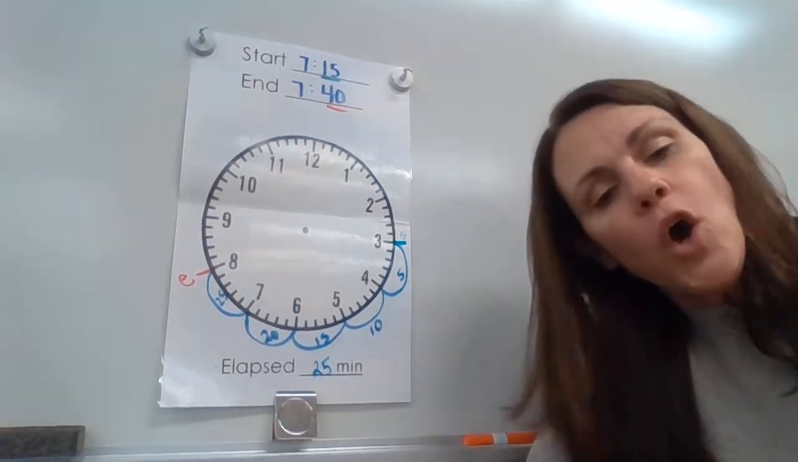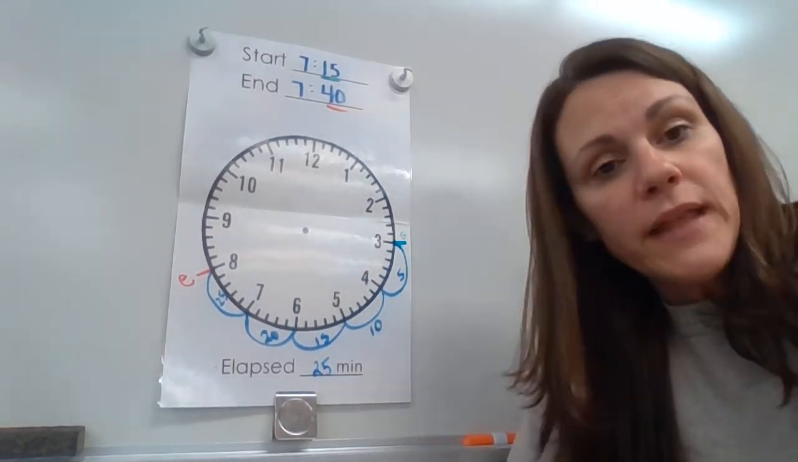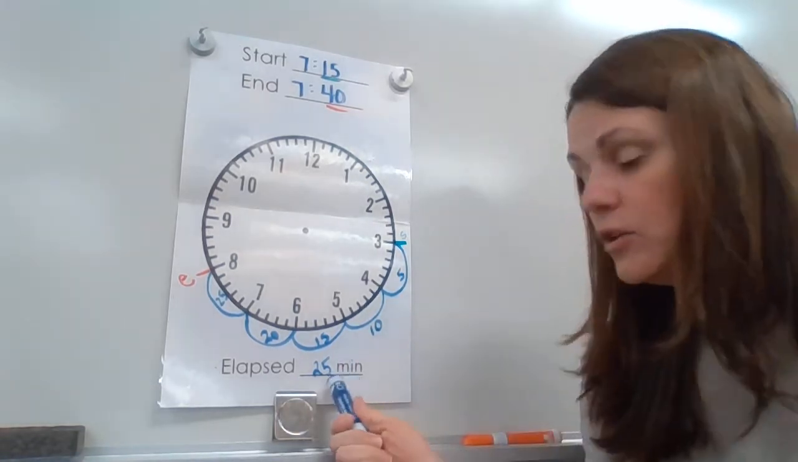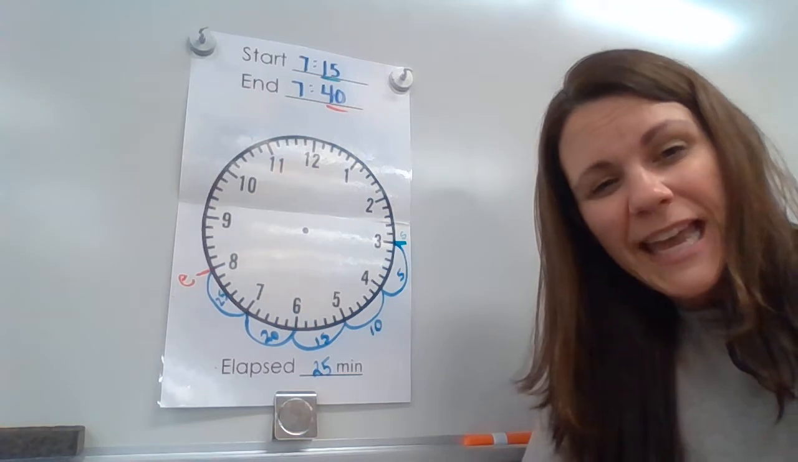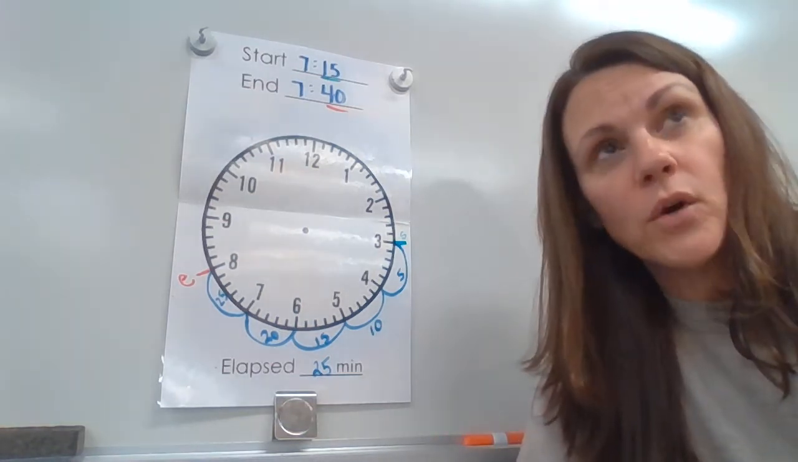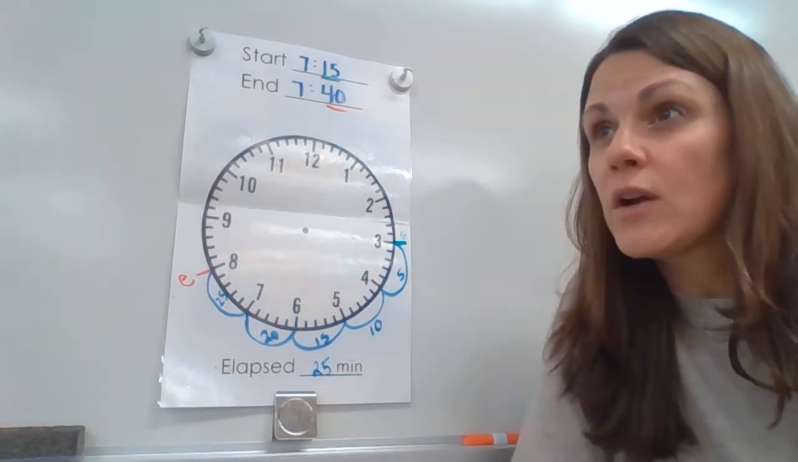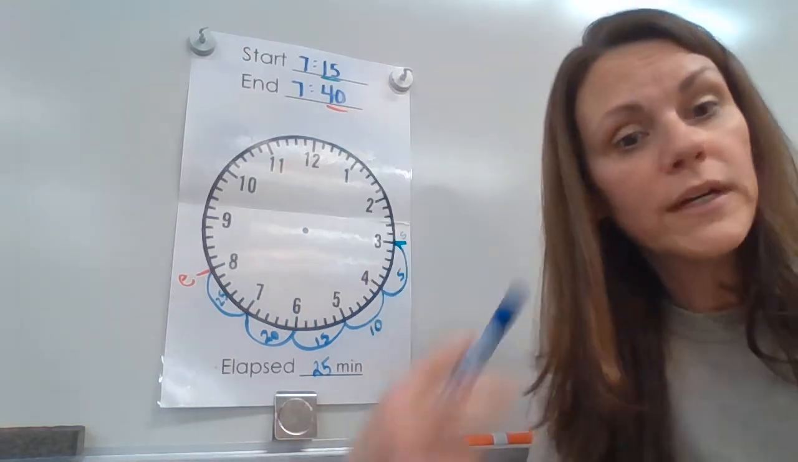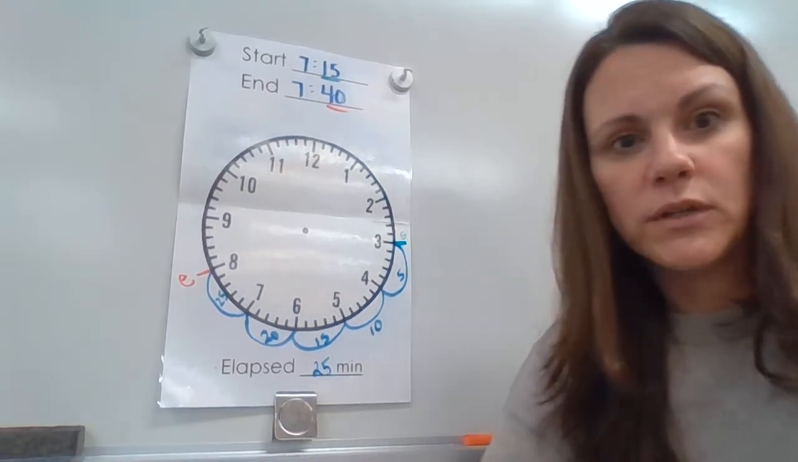So if someone said, oh, you have a piano lesson at 7:15 and it ends at 7:40, how long is that piano lesson? You know, it's 25 minutes. And this is a real life skill that grown-ups are constantly figuring out. If my meeting starts then and it ends then, I need to know how long the meeting is, or whatever it is. I'm going to pause. We're going to do a few more together.